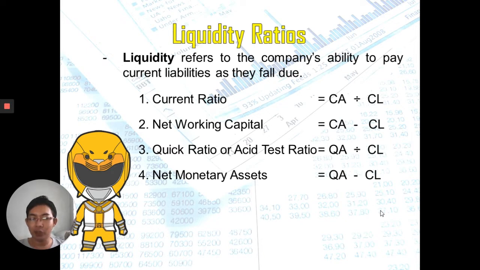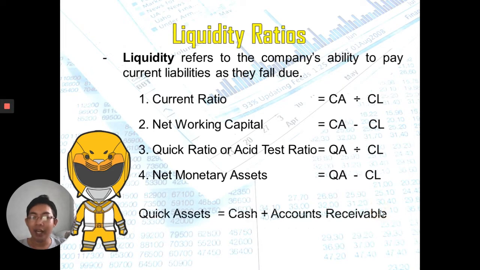Next, we have the quick ratio or the acid test ratio. The formula is quick assets divided by current liabilities. On the other hand, net monetary assets is quick assets minus current liabilities. Now, what are quick assets? Quick assets are only composed of 3 things: cash, accounts receivable, and marketable securities, because you can quickly convert them into cash. Prepaid expenses, if you encounter them in a problem, are not included as part of your quick assets.